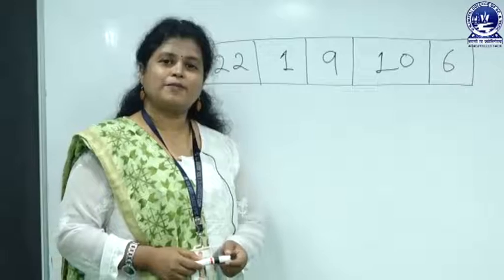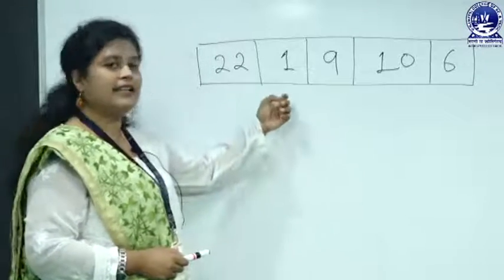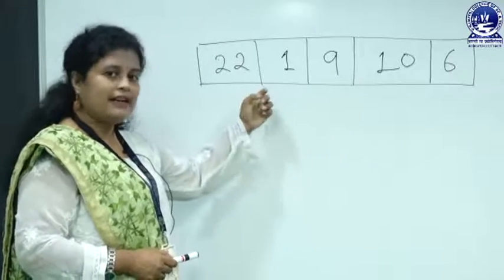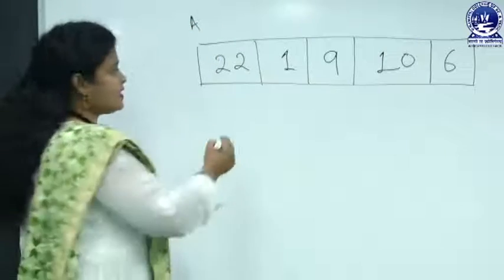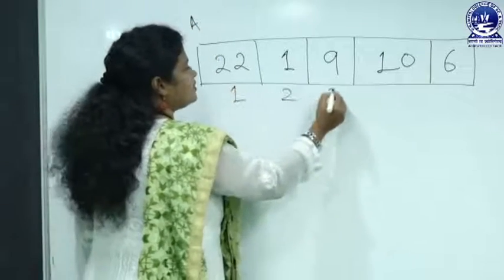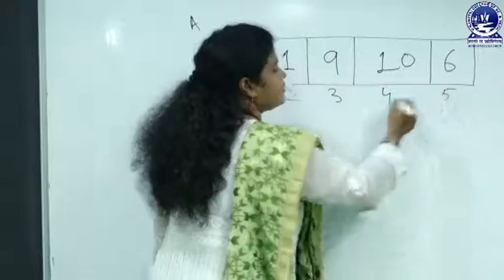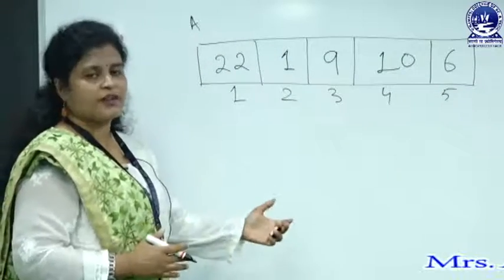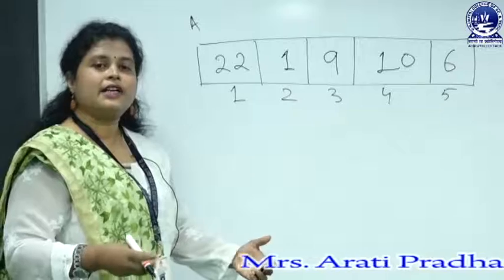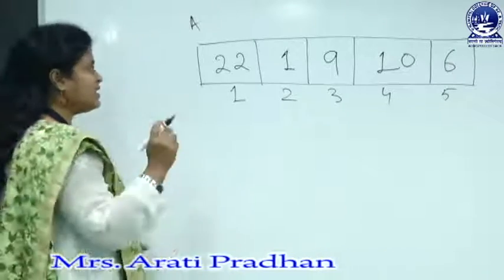In order to explain bubble sort, I have used a list of elements here, and let the list name be A and let the list consist of 1, 2, 3, 4, 5 elements. You may take more elements also, but I have used 5 elements so that it will be easy for exploration. Now let us start.